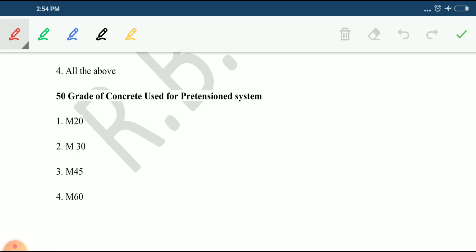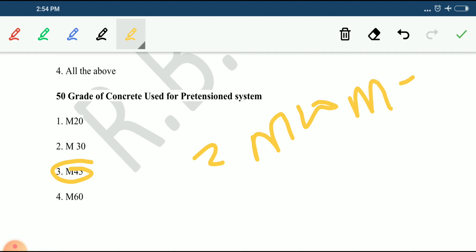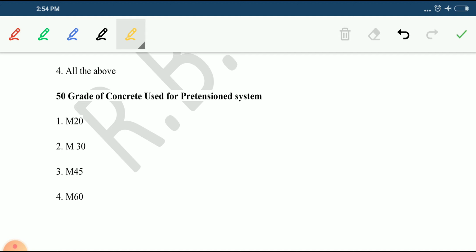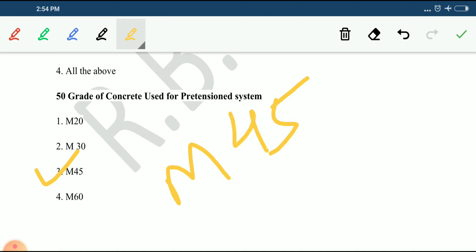For pre-tensioning, which is the correct answer? For pre-tensioning, the minimum grade of the concrete should be M45. You are not supposed to go with M20 and M30. No, it is not possible. Usually we are introducing heavy stresses in the tendons. That much stress the concrete should take, otherwise that will be a problem. So for pre-tensioning, what is the grade of concrete? The minimum grade of concrete is M45. That is the minimum grade of concrete we are supposed to use.